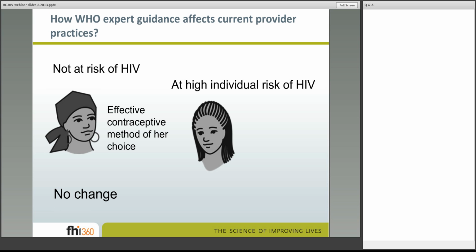Now, let's say there is a woman who has high ongoing risk of HIV. No matter what method of contraception she wants to use, hormonal or not, if she is not using condoms in addition to another method, it's not an issue of if, but an issue of when she will get infected. So current practice is to counsel these women who are at ongoing risk of HIV about dual protection and dual method use. And again, current expert guidance doesn't change that.